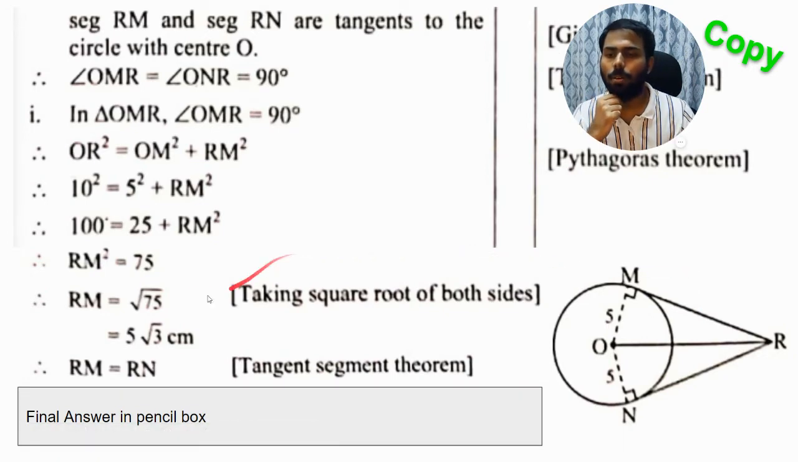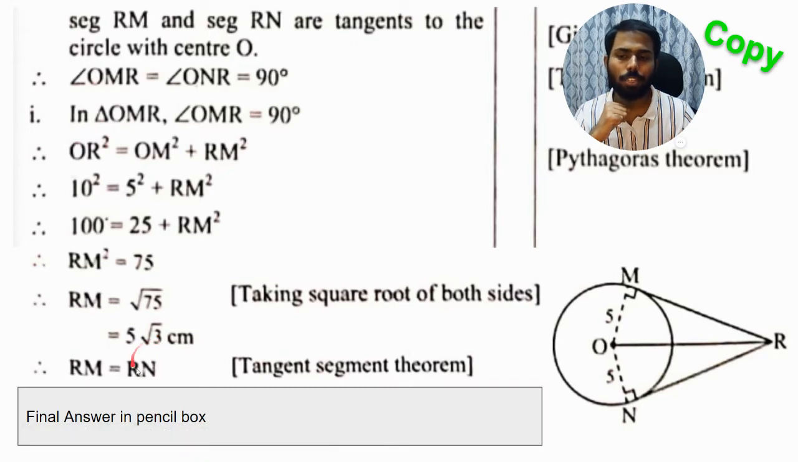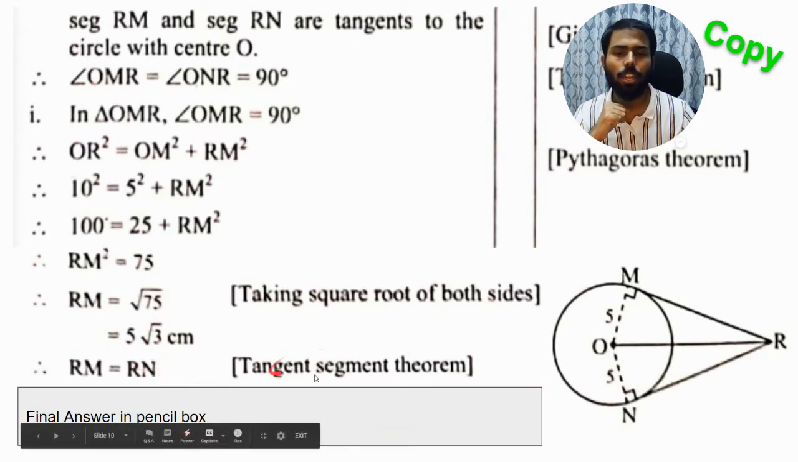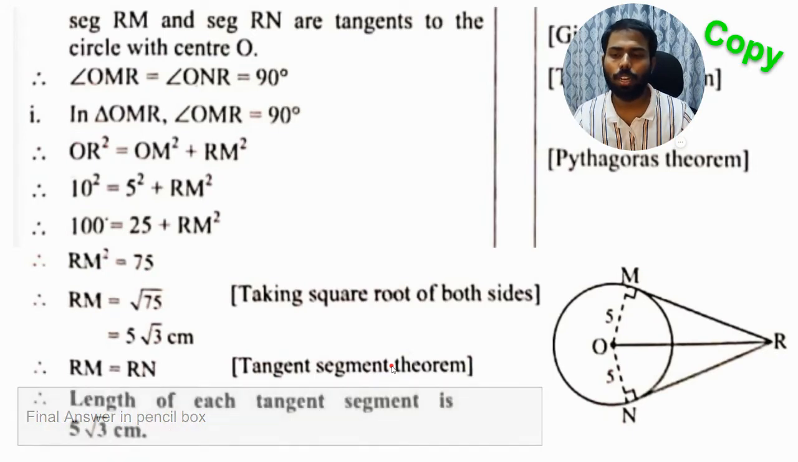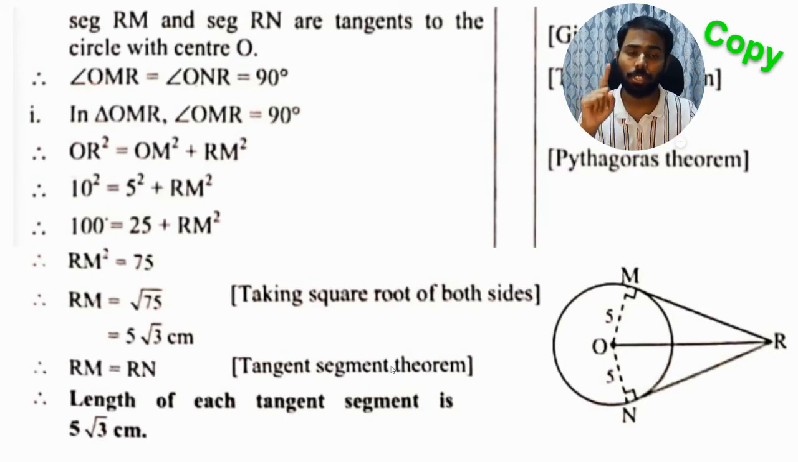Okay, so you have also found now RN. जो कुछ भी RM का वैल्यू था सेम वैल्यू RN का हो जाएगा. Why? Using tangent segment theorem. Now just put the final answer in pencil box. You know that length of each tangent segment is 5 root 3 centimeters. Just put that in a pencil box and you're done with the first part of the sum.